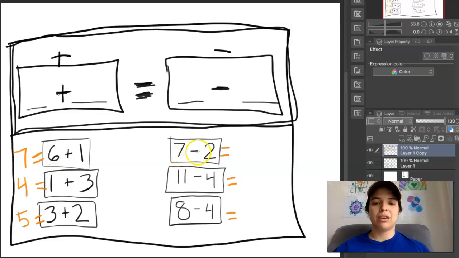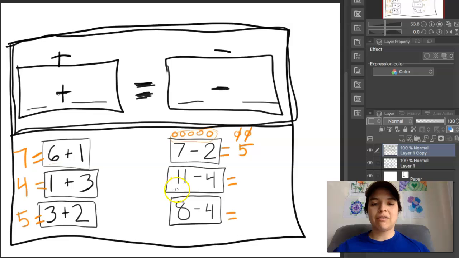Well, 7 minus 2. And what I'm going to do for these is I'm actually going to draw them out. We know that we'll start with the biggest number, which is 7. So I have 1, 2, 3, 4, 5, 6, 7. And it says minus 2, so I know I'm going to need to cross off 2 of them. Oh, and that's pretty easy. 1, 2. What do I have left? A group of 5. So 7 minus 2 is the same as 5. How about that?